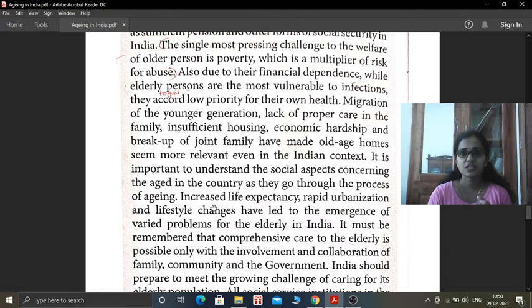Then economic hardship. Sometimes some people have financial problems. And breakup of joint family.